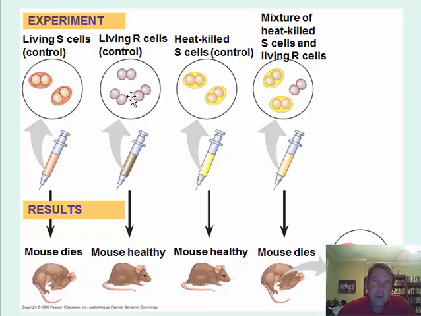But when these two were combined, either one of them by themselves would not kill the mouse. But when they are combined and injected, the mouse died, and then samples would be taken, and living S cells would show up there. And so what was happening here in these bacterial cells, genetic information was transferring from one cell to the next. So again, some early genetic studies showing us that some genetic material was transferring in between the cells.